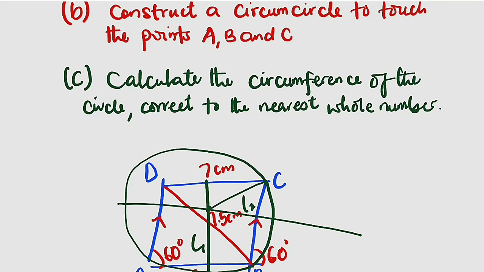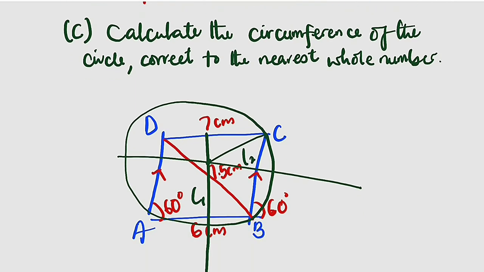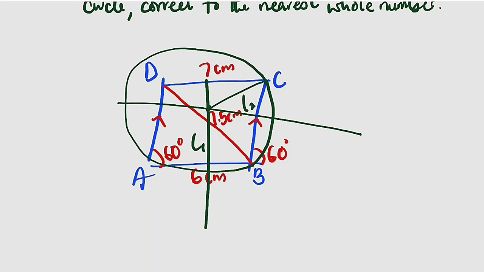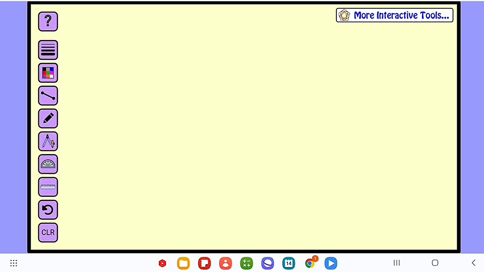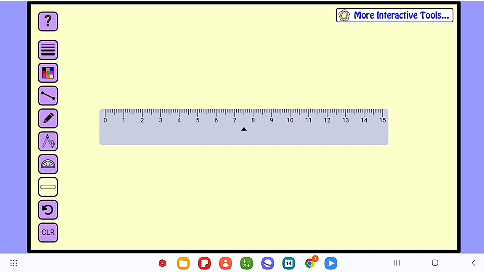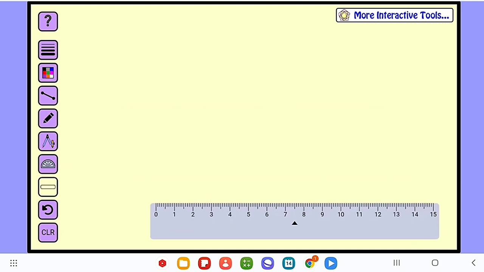Then you move to the last part, which is calculate the circumference of the circle. So you have to measure the radius of the circle. From the center, let me call it O, to C, OB, OA is equal to the radius. Then you measure it. Then you calculate the circumference, which is given as what? 2 pi r. And you're good to go. So let's get started. Bring out your ruler. This is my ruler. Measure 6 cm.